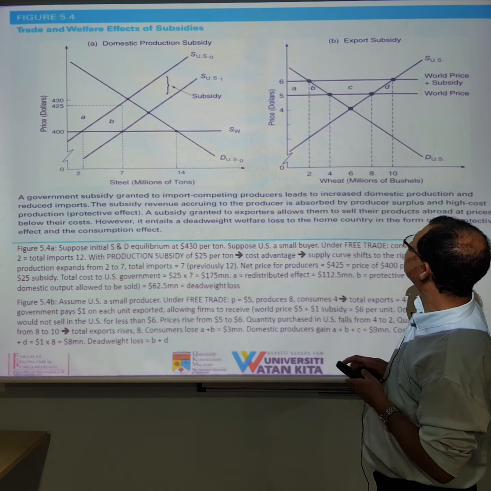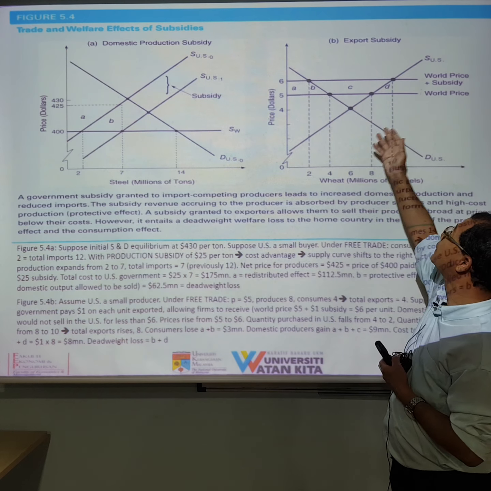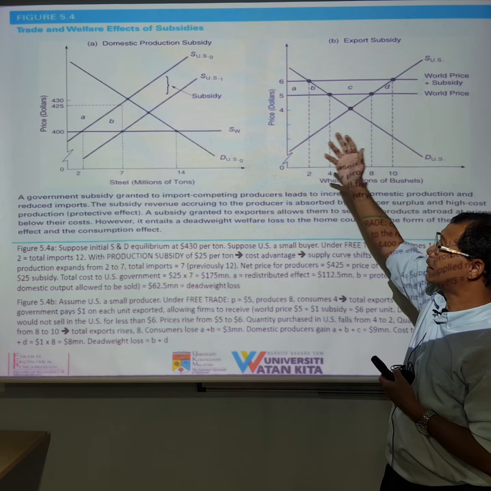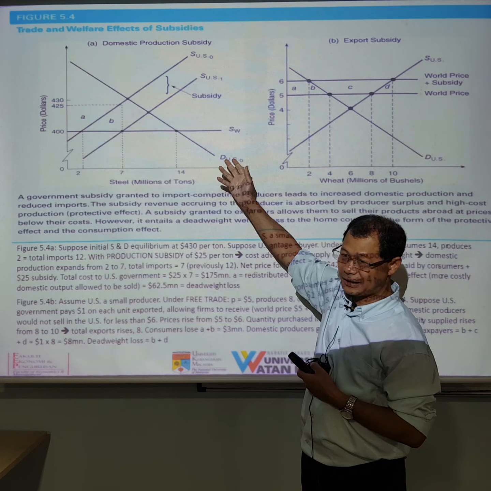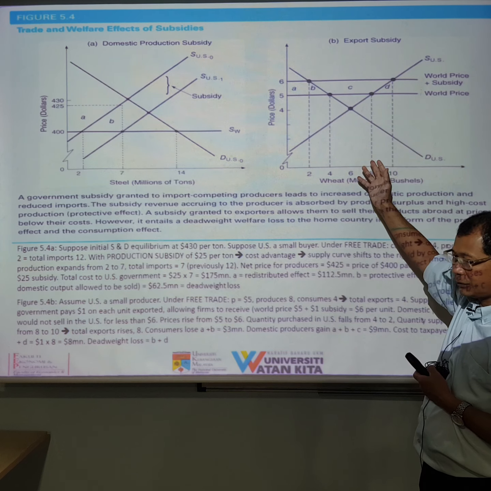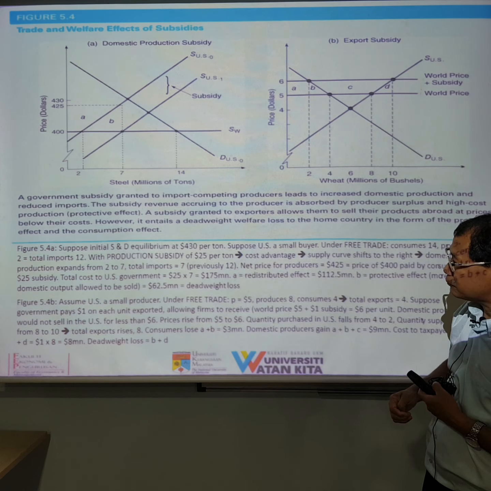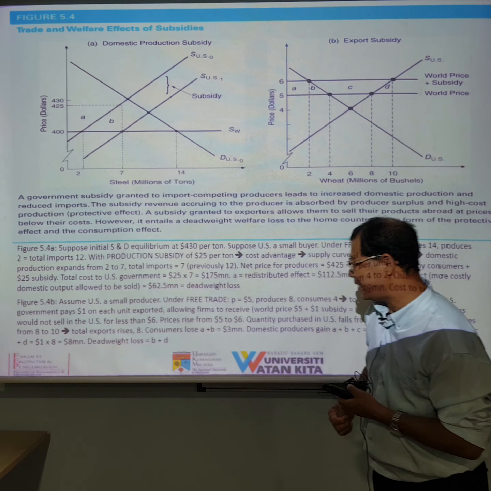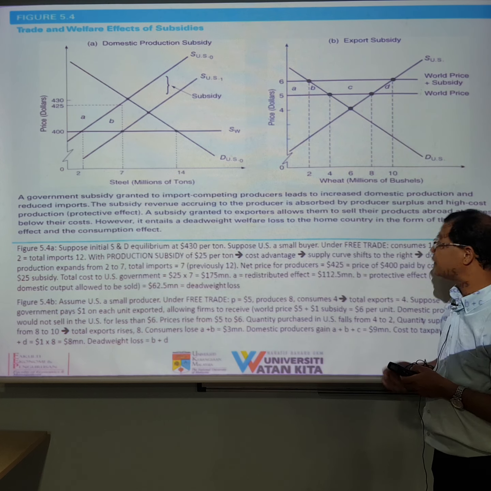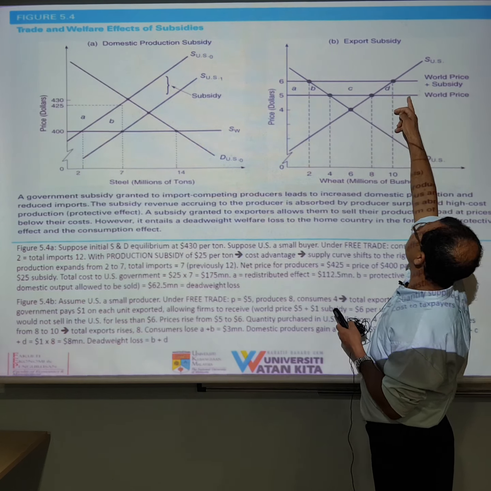Now, panel B. This is export subsidy. That was domestic production subsidy. This is export subsidy to increase exports. So assume the United States is a small producer. Under free trade, this is demand, supply, free trade. This is the world price.